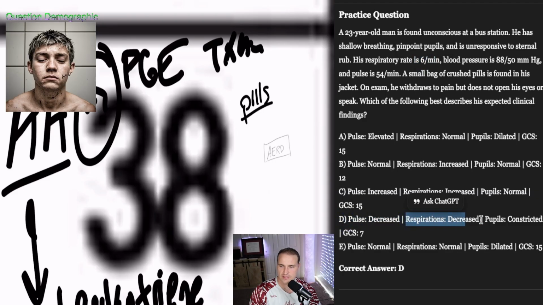Pulse is decreased, respiration is decreased, pupils are constricted. Super simple. The mental status, you have like a sleepy comatose patient. The breathing is depressed, it's slow, shallow, heart rate is bradycardic, and hypotension, the pupils are pinpoint. That's opioid overdose. I feel like a lot of people know this one.